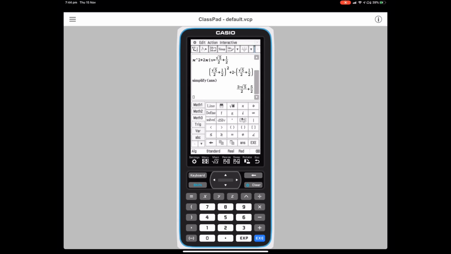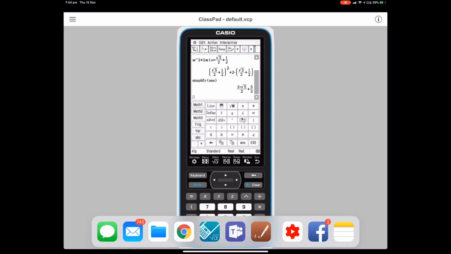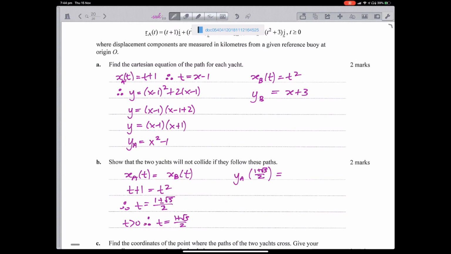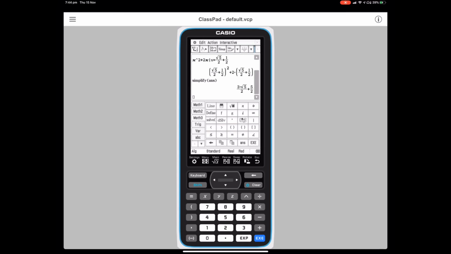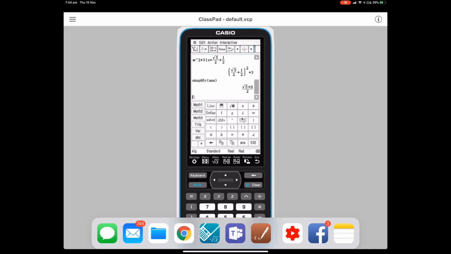Simplify. 3 root 5 plus 5 on 2. 3 root 5 plus 5 on 2. y of B of 1 plus root 5 on 2 is equal to t squared plus 3, x squared plus 3, given that. Simplify, root 5 plus 9 on 2.